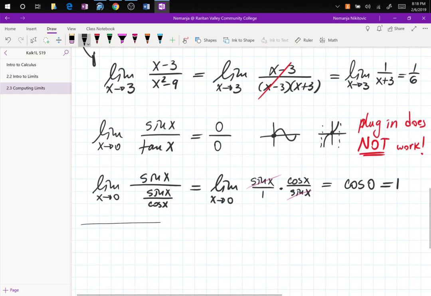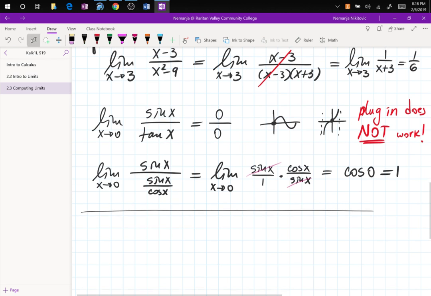Let's see another example. How about limit x goes to what? 7, thank you. Of seven.